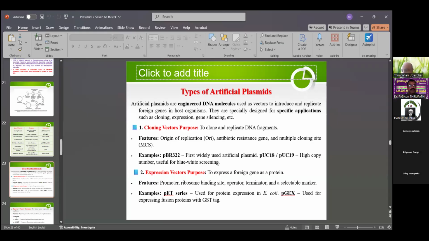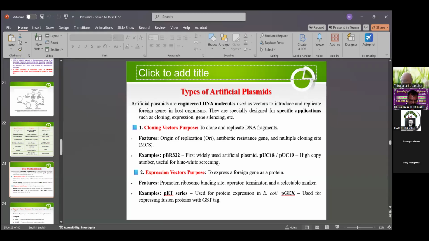So they are based on the structurally studied natural plasmids, on those natural features. Based on that, our biotechnologists prepared the artificial plasmids. The first one, pBR322, is for cloning purpose. The second one is for expression vector purpose. Gene expression purpose, that is called the pET series, for example.